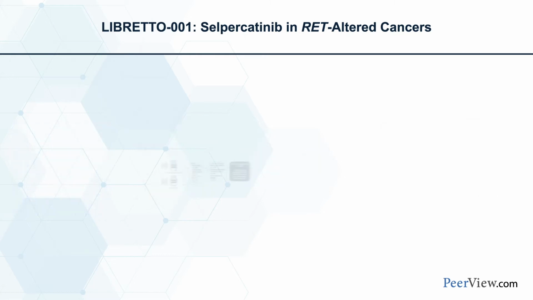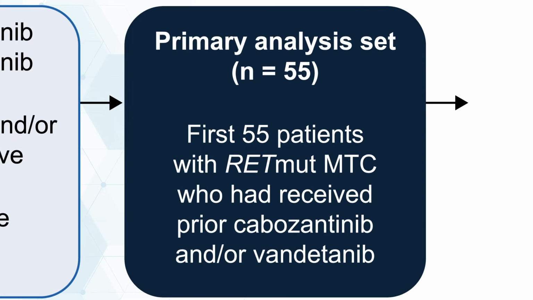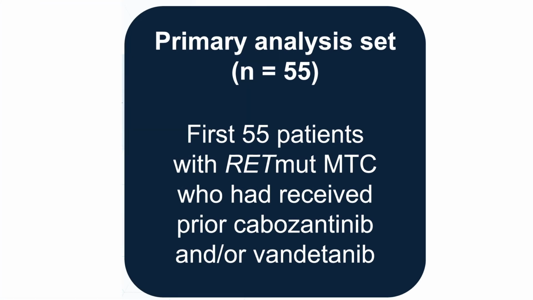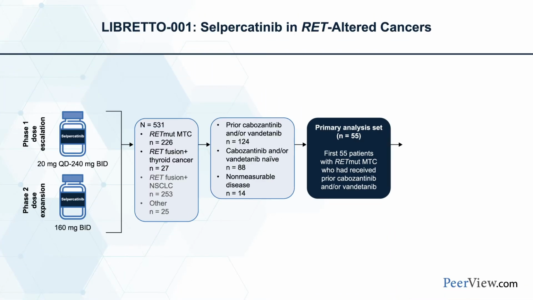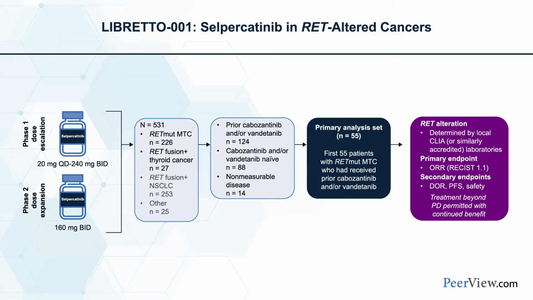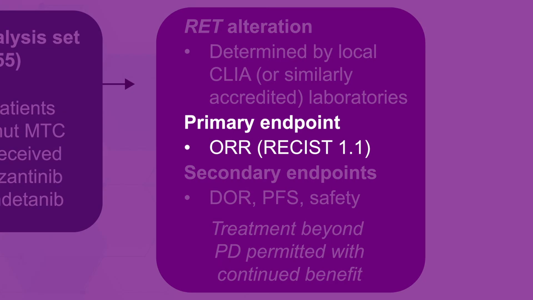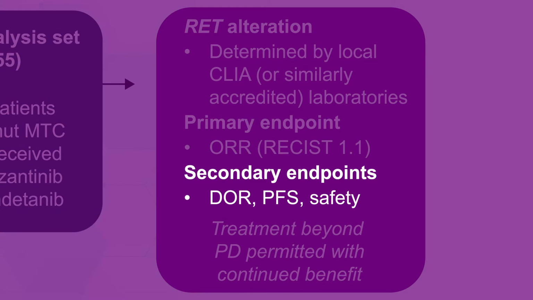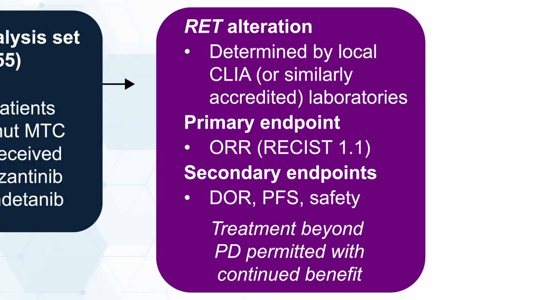The primary analysis set included 55 patients, the first 55 patients with RET-mutant medullary thyroid cancer who had received prior cabozantinib and/or vandetanib. So this is the primary analysis set, sometimes shortened as PAS. In these cases, all RET alterations had been determined by a local CLIA or similarly accredited laboratory. The primary endpoint was the objective response rate using RECIST 1.1, and the secondary endpoints included duration of response, progression-free survival, and safety. And in some cases, treatment beyond progression was permitted if it was felt by the investigator that the patient was continuing to benefit from the drug.